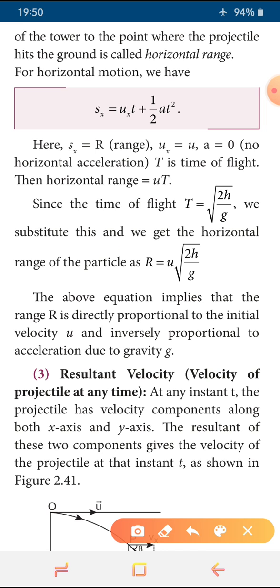u into capital T, u into square root of 2h divided by g. Okay, this is the equation we are getting for capital R, the range. And from the above equation we can say R is directly proportional to the initial velocity and also directly proportional to the height, but in square root. And R is inversely proportional to the gravity, in square root. So it is more clear about the range.